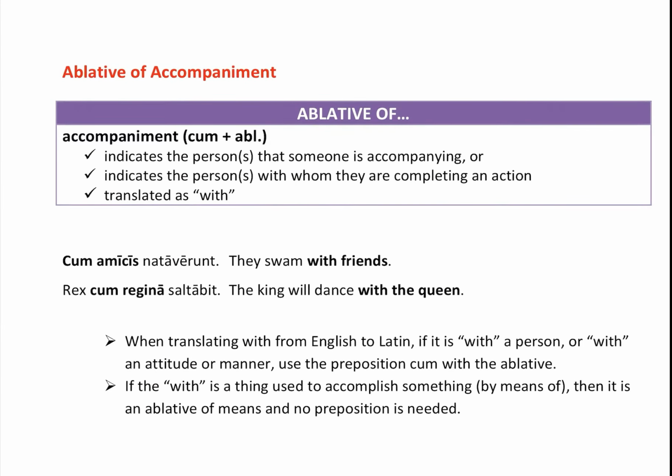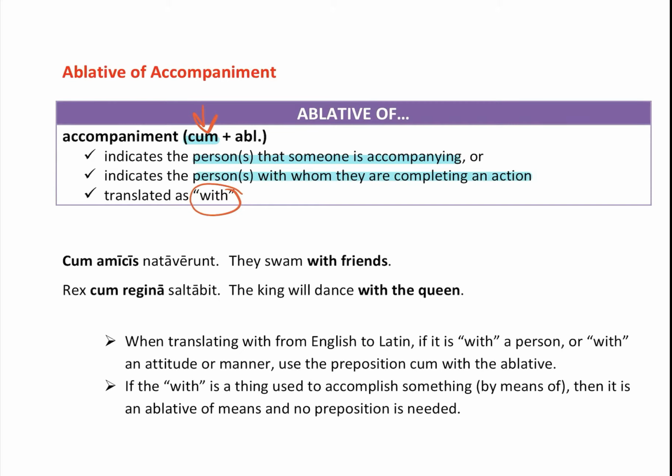Ablative of accompaniment. Now, here's a new ablative of use, so make sure you stop and you put all of this down on your chart. It uses the preposition cum followed by a noun in the ablative. Again, it's still a prepositional phrase, but it always takes the ablative. It indicates the persons that someone is accompanying or the persons with whom they are completing an action. And it's also, just like some of the others, translated as with, because we've got that preposition cum, which is only and always translated with, okay?